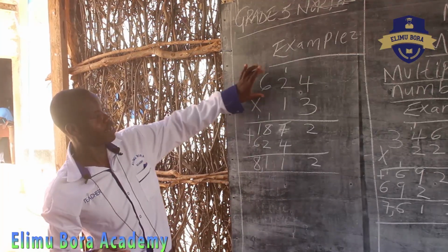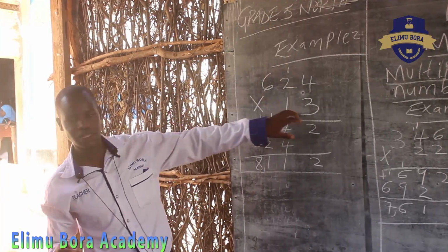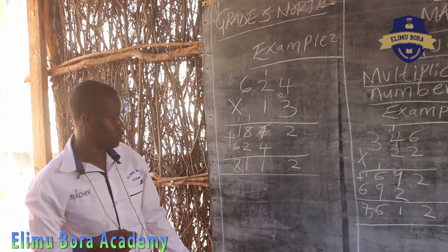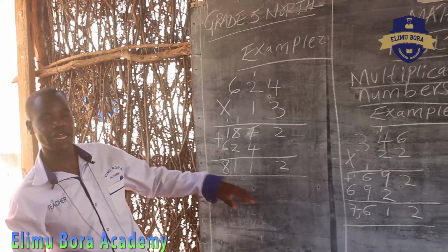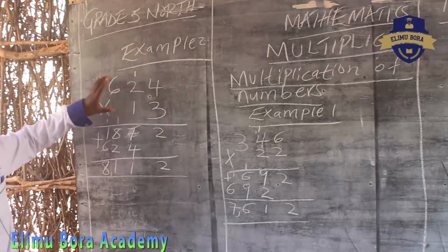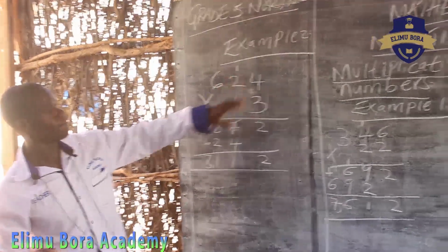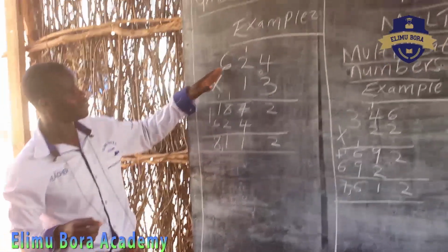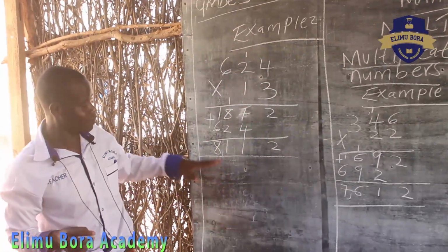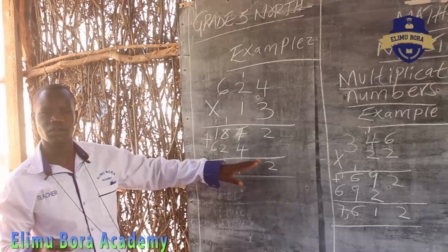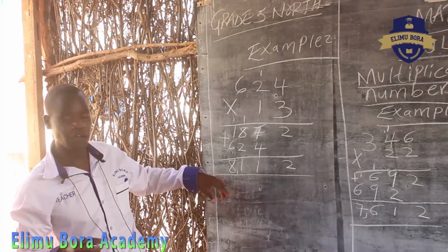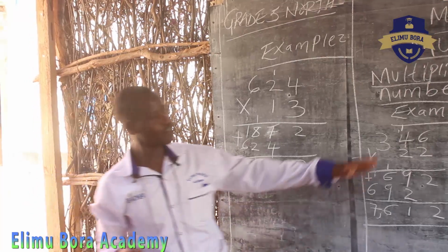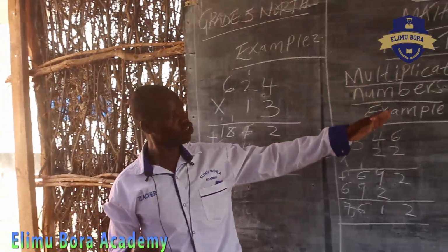So when you multiply 624 by 13, what will be your final answer? Yes? 8,112. So class, when you multiply 624 by 13, what will you get as your final answer? 8,112. So that's how to multiply when it comes to multiplication.